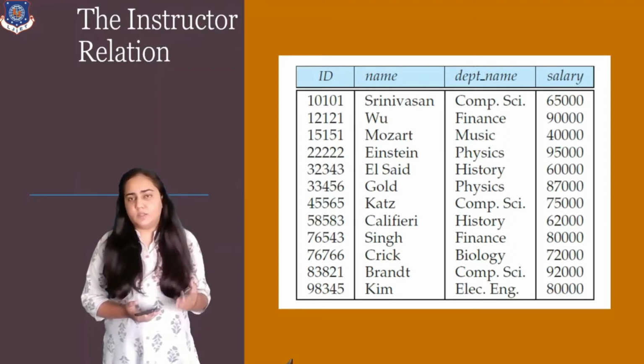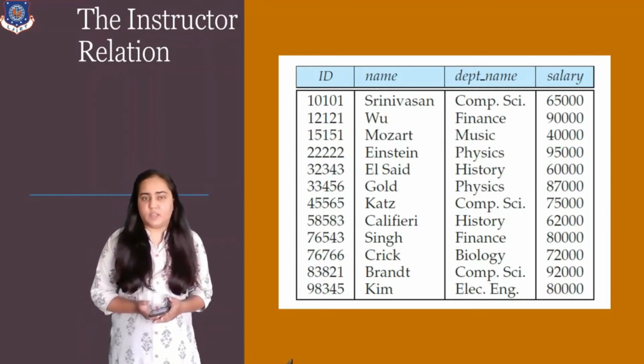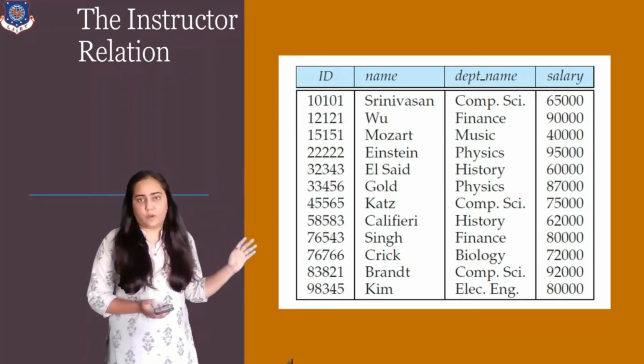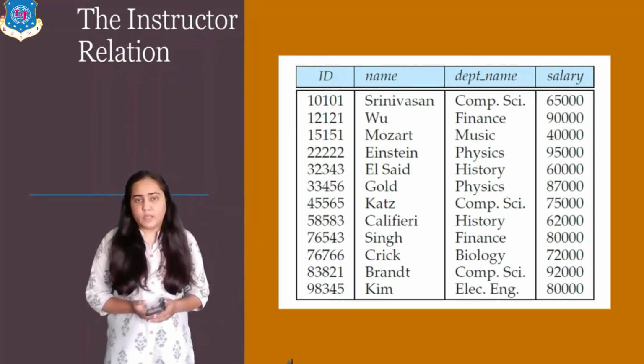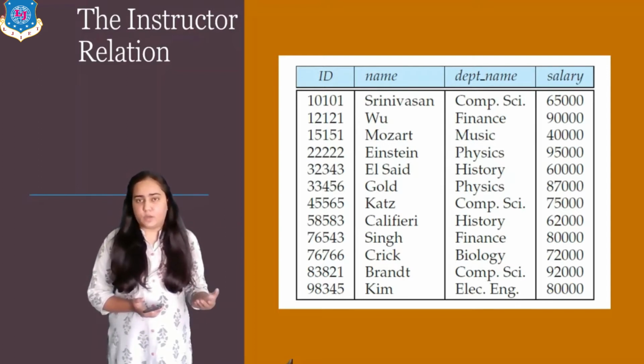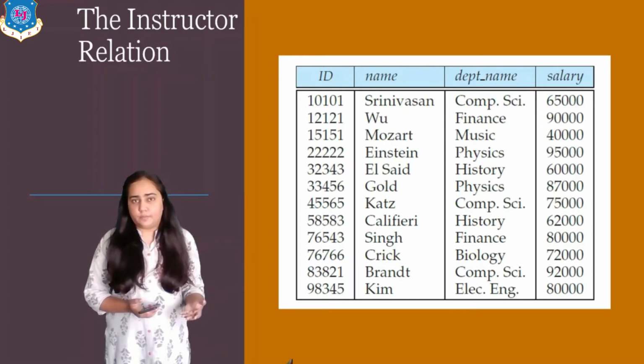But when this table is actually stored in the secondary memory, it is not at all stored in this form, in the form of rows and columns. It is, however, stored in the form of blocks in the secondary memory. And then these blocks have to be fetched one by one into the main memory in order to make it work.